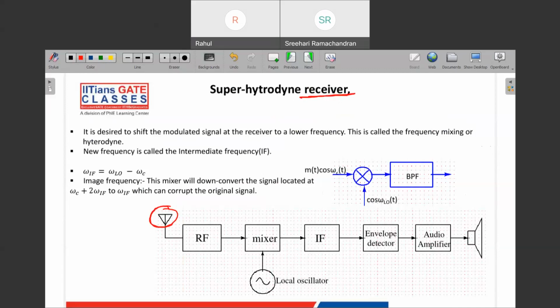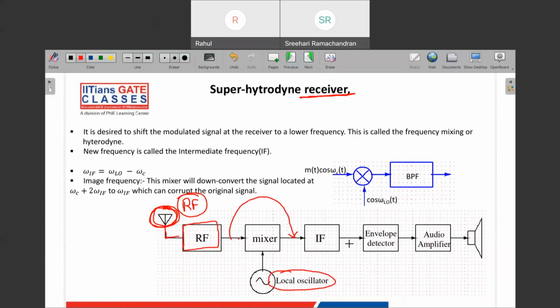So we have the antenna. After the antenna, we have what we call the RF stage, because the antenna is receiving a signal which is RF, or radio frequency, signal. After it receives the radio frequency signal, you have a circuit which works in the RF frequency range and does some kind of processing here. After this processing, it goes to the mixer, and we have a local oscillator here. This mixer will down convert this RF signal into an IF signal, which we call the intermediate frequency.